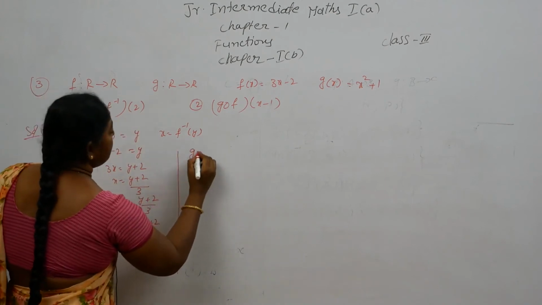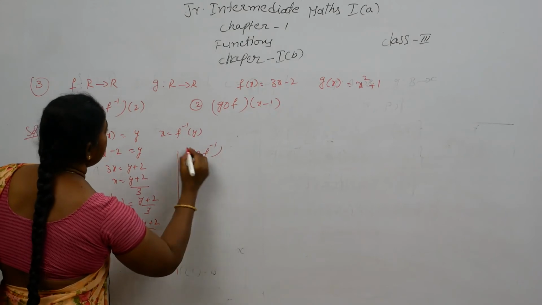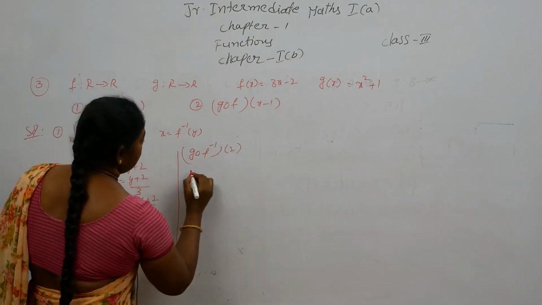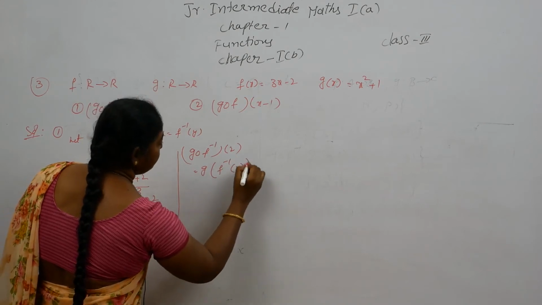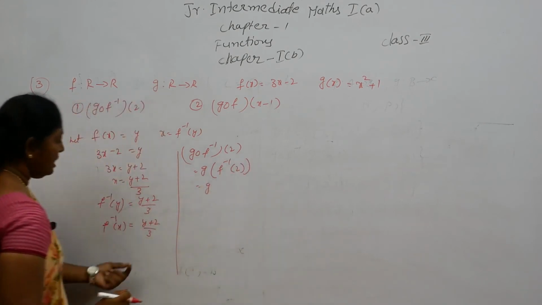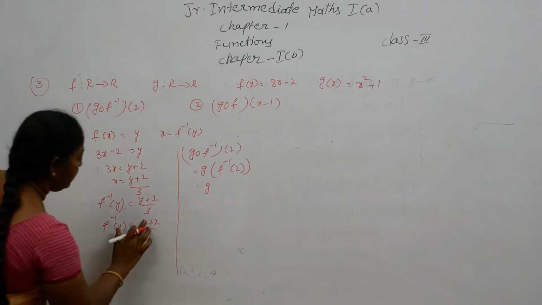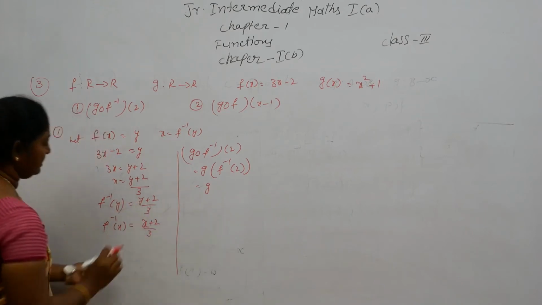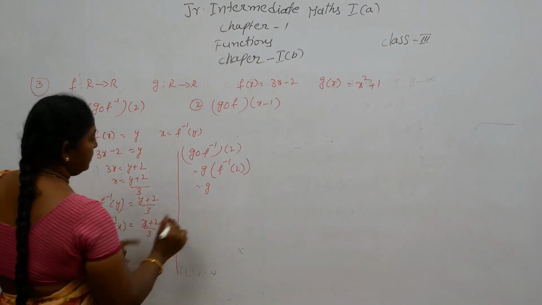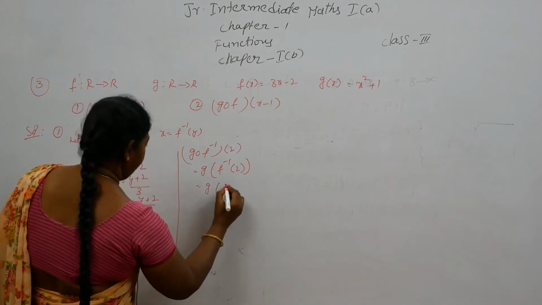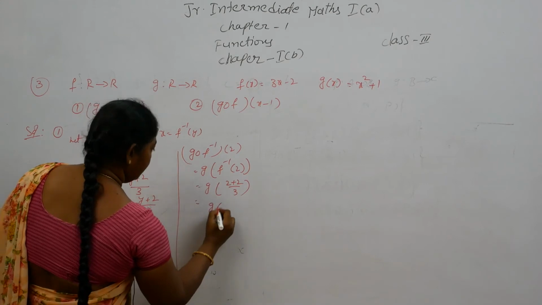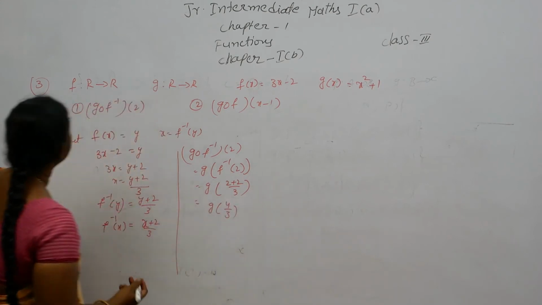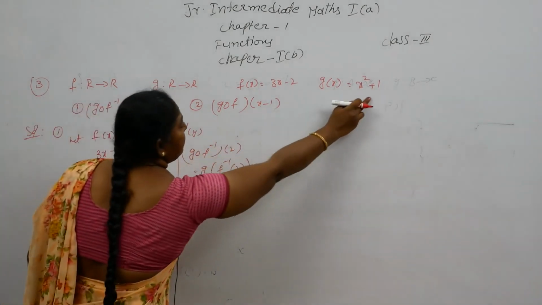So g of f inverse of 2 equal to g of f inverse of 2. So f inverse of x, place of x, substitute 2. So 2 plus 2 by 3 that equal to g of 4 by 3. G of x value given here.